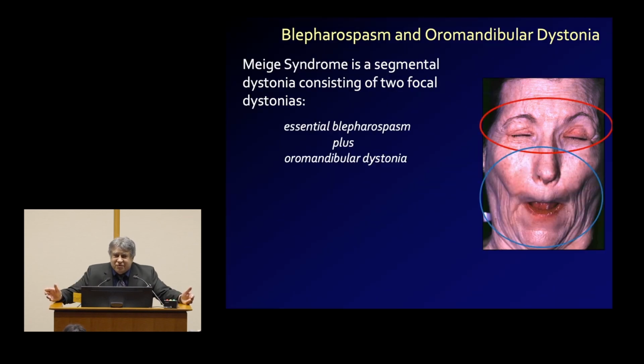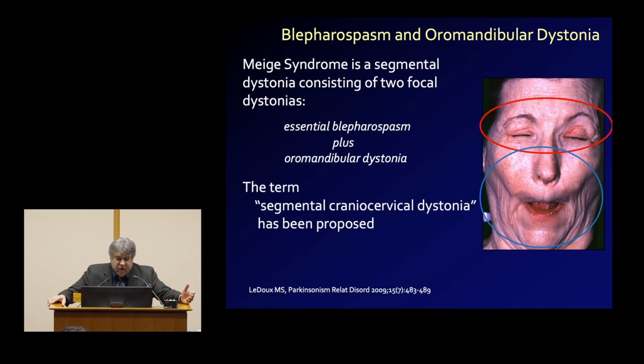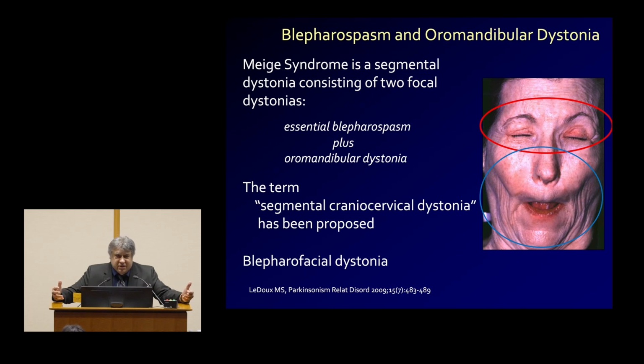But what is Meige syndrome? It's simply a segmental dystonia. So it's gone from a focal dystonia to a segmental dystonia consisting of 2 focal dystonias, blepharospasm and oromandibular dystonia. That's what it is. And so the term segmental craniocervical dystonia has been proposed, and perhaps a better term might just be blepharofacial dystonia. At least it describes it. I hate eponyms with people's names because I never remember what they mean. But if you use something that's descriptive, at least you know what they're talking about.